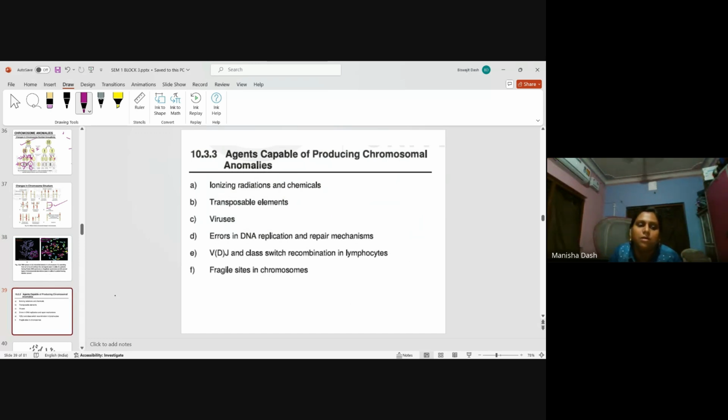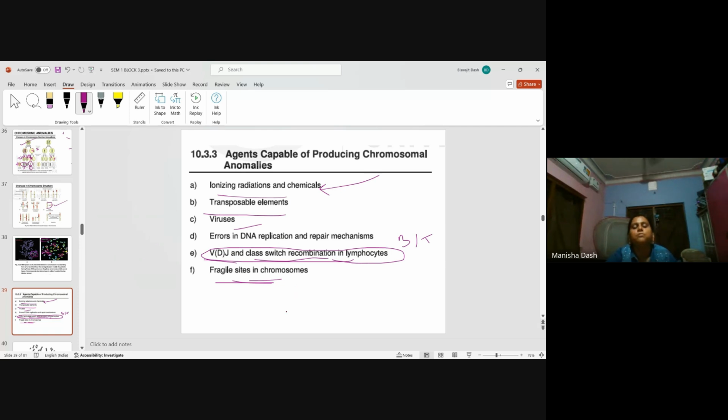So these are the structural aberrations that can take place in a chromosome. There are other external agents also which can lead to chromosomal abnormality, like ionizing radiation, some chemicals, some transposable elements, some viruses, errors during DNA replication and repair mechanisms, then VDJ recombination and class switch recombination in lymphocytes, that is primarily in the B and T immune cells. Then some fragile sites in the chromosome.